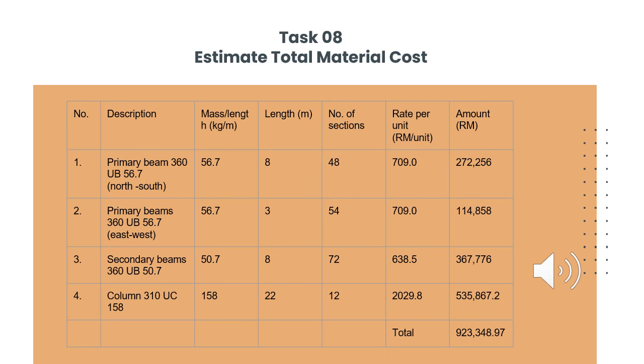Task 8 is to estimate the total material cost, where we mainly use 360 UB 56.7 for the primary beams, 360 UB 50.7 for the secondary beams, and for the column we use 310 UC 158. The rate per unit of 360 UB 56.7 is 709 ringgit. For the 360 UB 50.7 it is 638 ringgit and 50 cents, and for the 310 UC 158 it is 2,229 ringgit and 80 cents per unit.